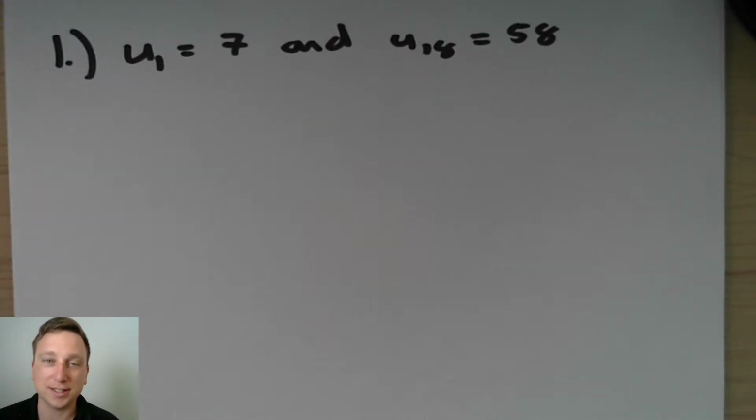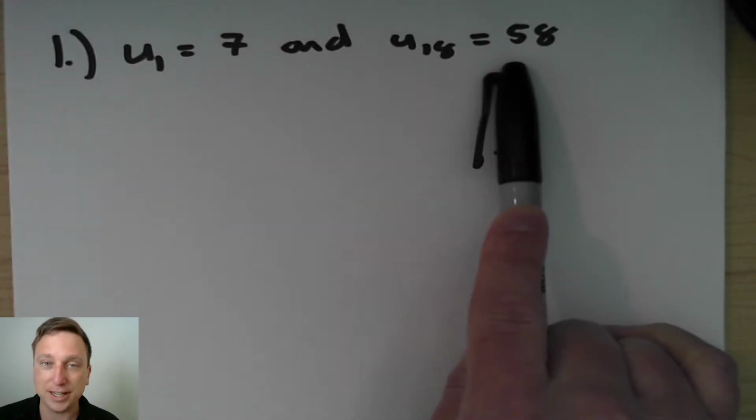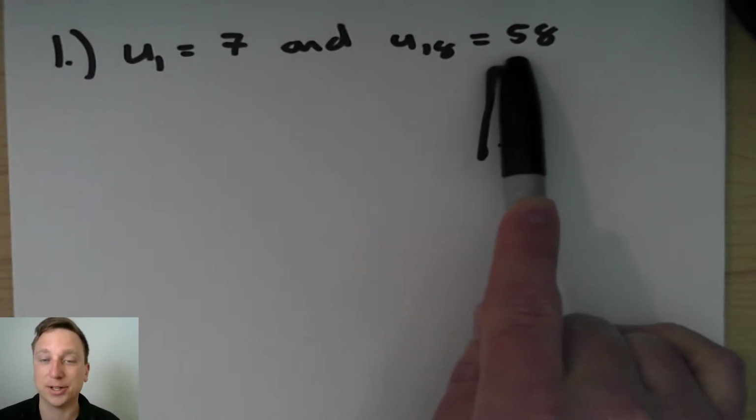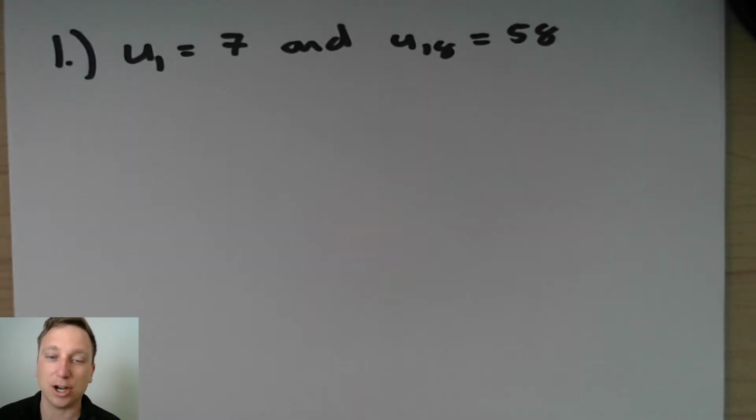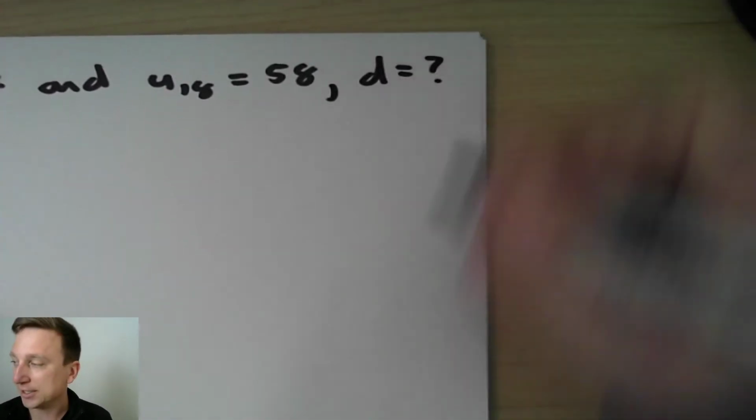Since it's arithmetic, we're adding the same number or subtracting over and over. Well, since 7 is smaller than 58, this sequence is increasing in value, so I know I'm adding something. What we're adding is called the common difference, and that's what we're asked to find here. So ultimately we want to find what D, or our common difference, is.